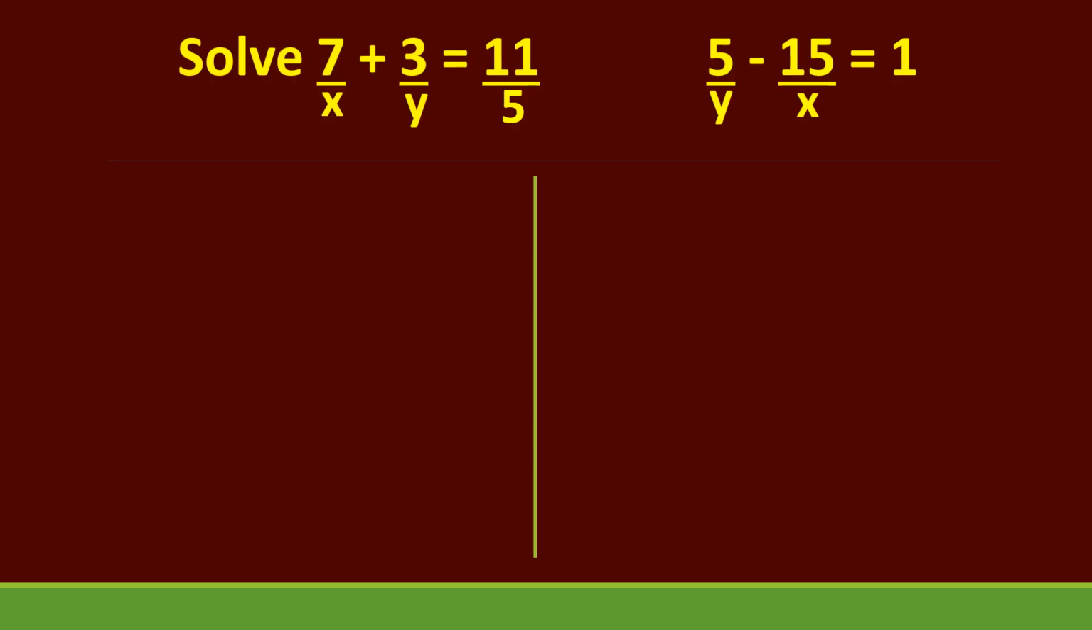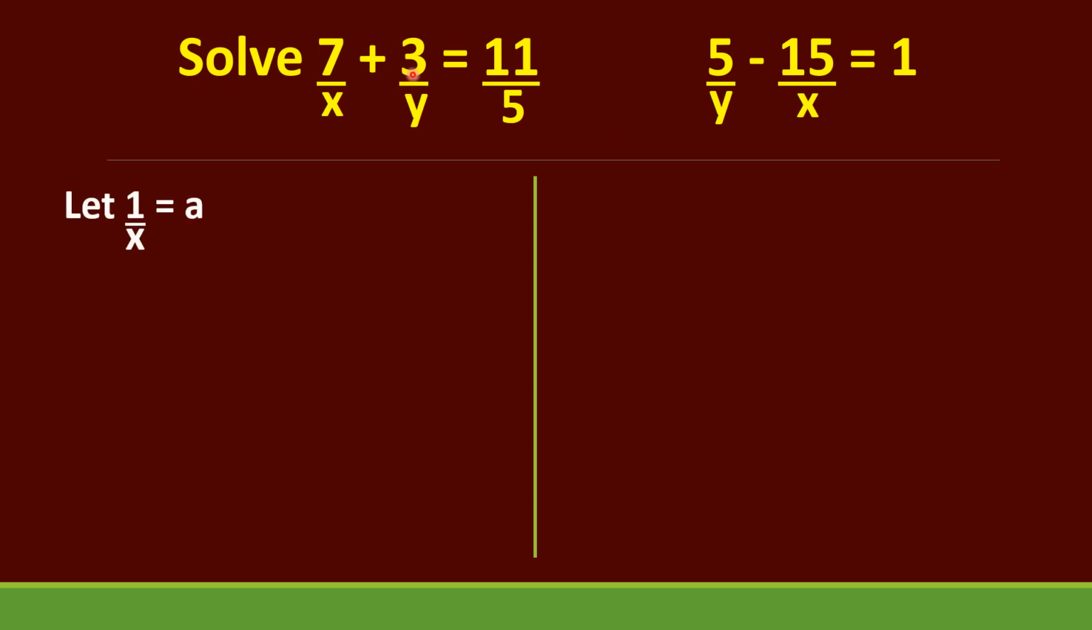Now let us consider a question. Here the question is to solve 7/x + 3/y = 11/5, and the second equation is 5/y - 15/x = 1. We cannot solve these equations as such because the unknown values are given in the denominators. So we have to convert them into the numerator. Let us see how it is done.